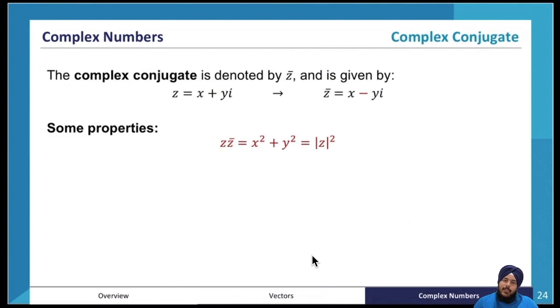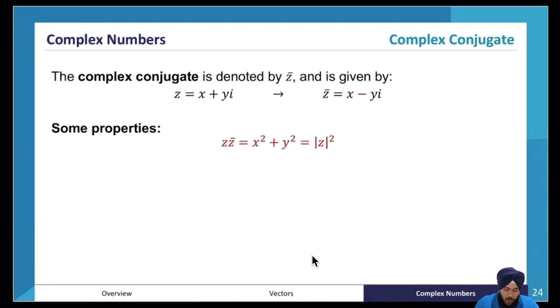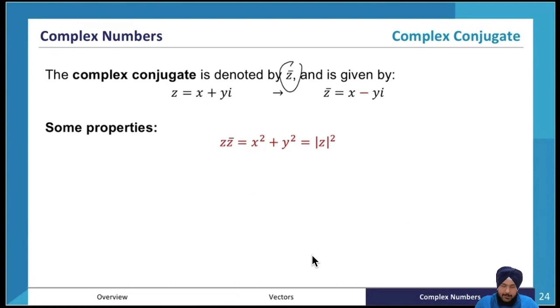Okay, complex conjugate. The complex conjugate is basically the conjugate of a complex number, and it is denoted by the symbol z with a line on top. For example, the conjugate of x + yi is x - yi. Whatever the imaginary component is, you just do the opposite sign. If it's x + yi, then it's going to be x - yi. If it's x - yi, then it's going to be x + yi. So you get the gist of it.